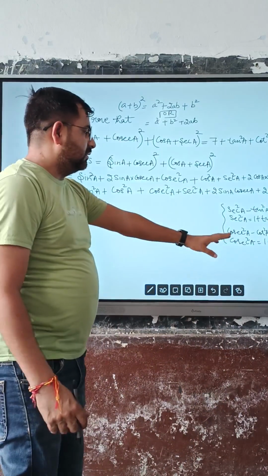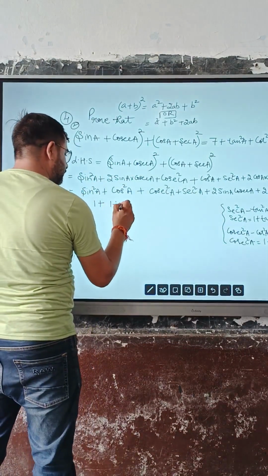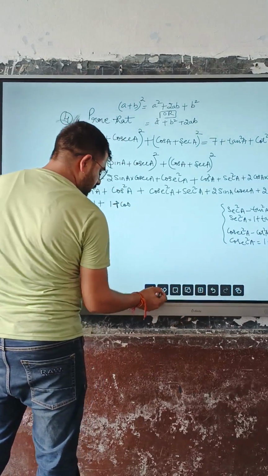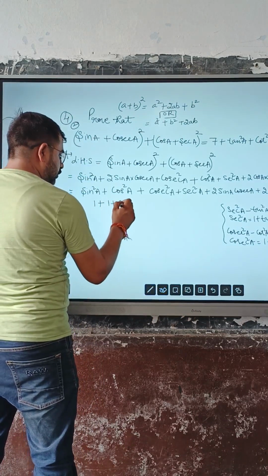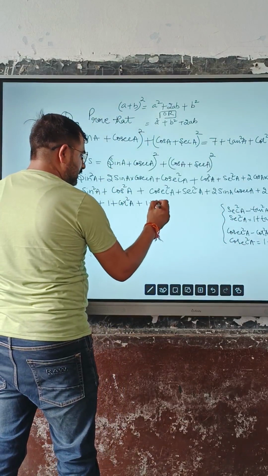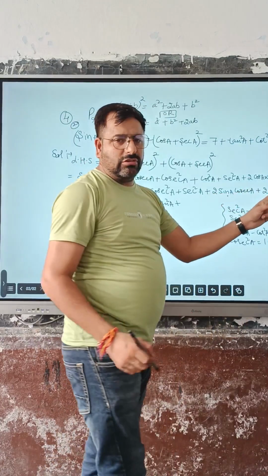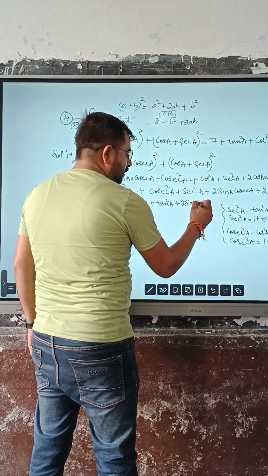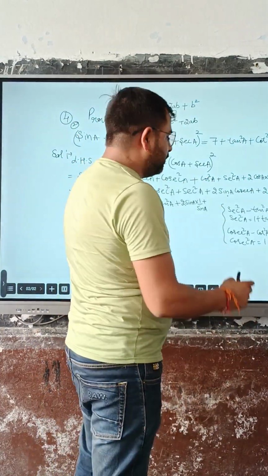So I am using this identity in this step. So cosecant square becomes 1 plus cot square A, and secant square becomes 1 plus tan square A. And we know that sin and cosecant are reciprocal to each other, so we can write cosecant as 1 upon sin, and also cos and secant are reciprocal to each other.